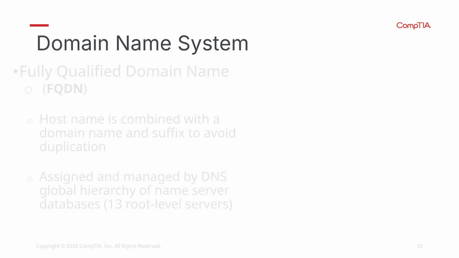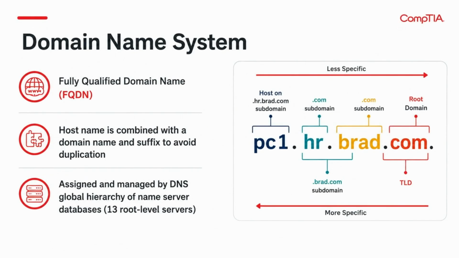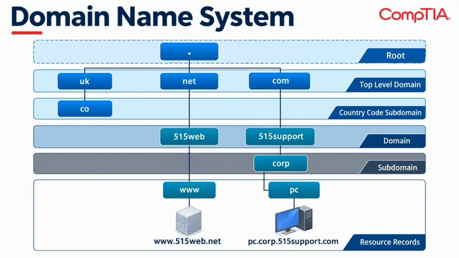Regarding DNS, it uses fully qualified domain names, or FQDNs. An FQDN combines a host name with a domain name and suffix to ensure global uniqueness. These are managed by a hierarchy of servers, including the 13 root-level DNS servers. Here is a high-level view of the DNS hierarchy. It flows from the root servers down to top-level domains, then to authoritative name servers that hold the final records for specific domains.